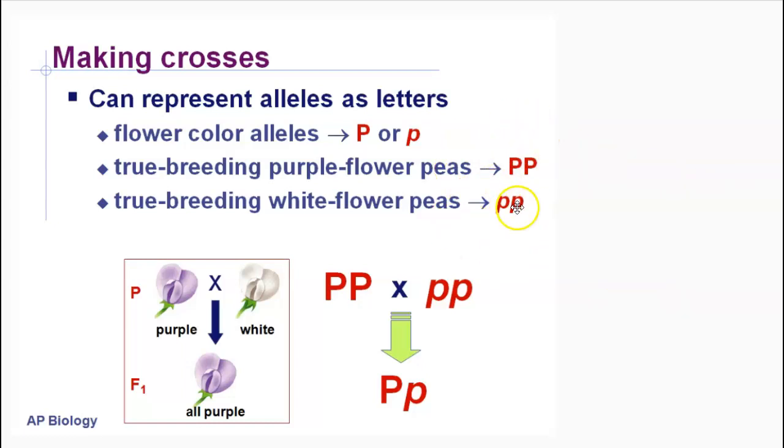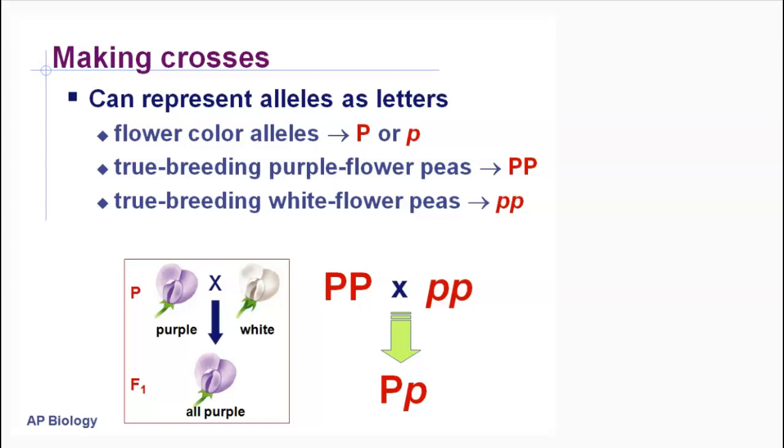So these were our parental pea plants that Mendel started out with. And after he crossed those and bred them, the F1 generation was all purple. And we know from setting up a little Punnett square that all of the babies would be big P, little p. Okay, they'd be what we call heterozygotes. They have one of each.